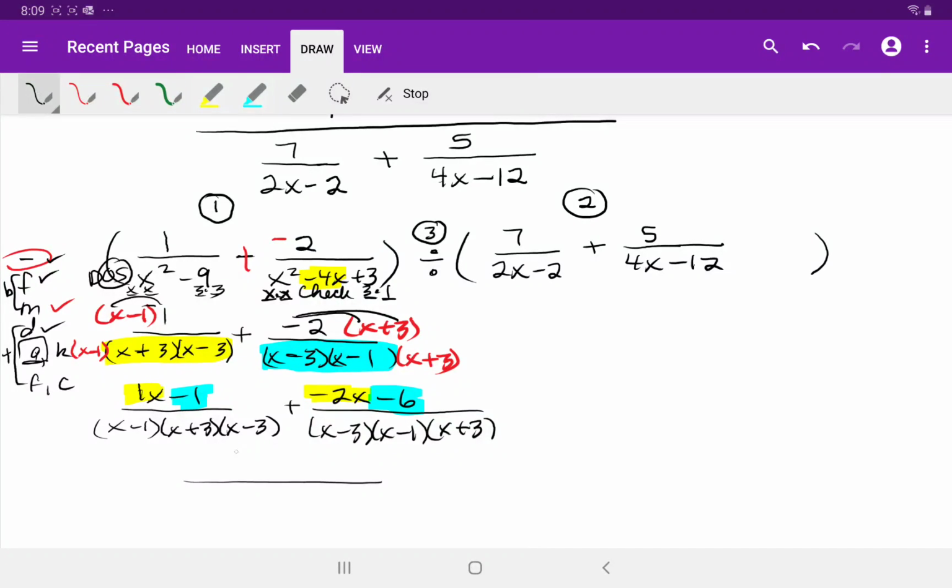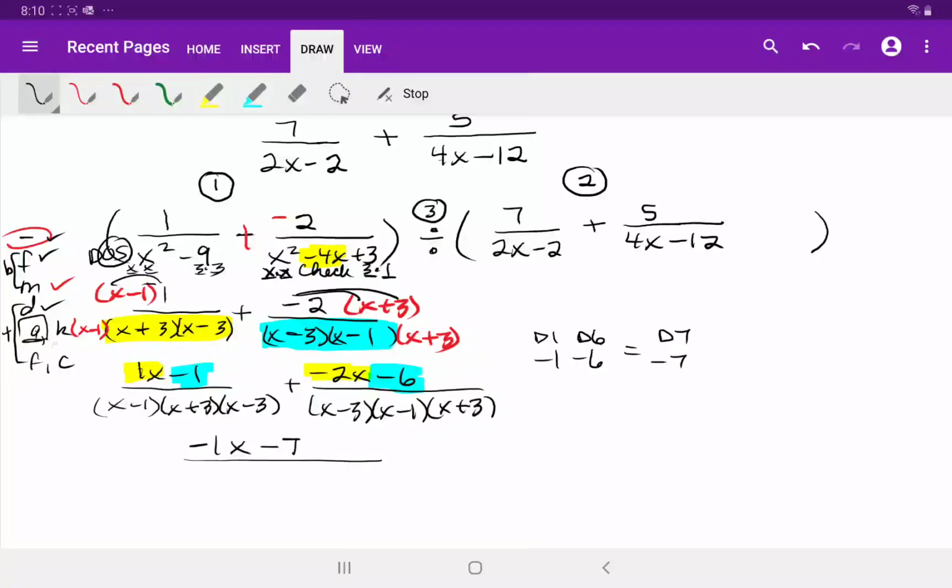So my 1x minus 2x is negative 1x. Negative 1 minus 6 is negative 7. Negative 1 minus 6 is down 1, down 6, which is down 7. If you sometimes have trouble with your integers, remember, practice them. Don't just use a calculator all the time. At least guess before you use a calculator.